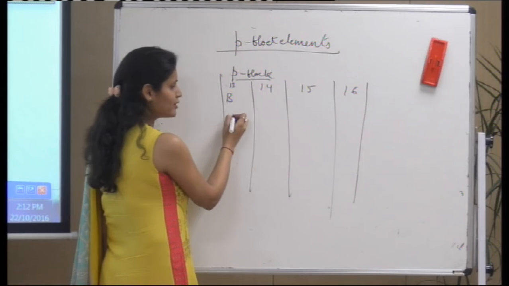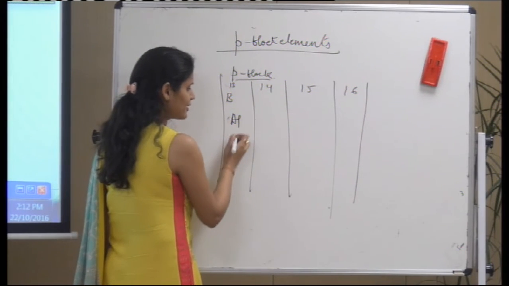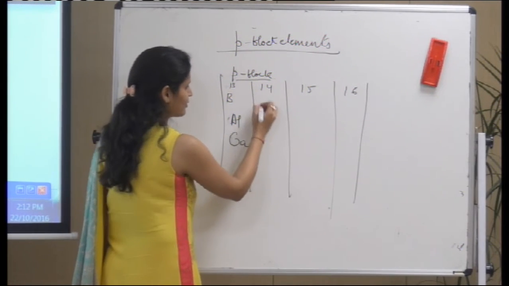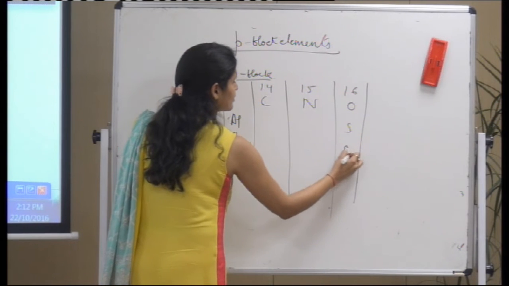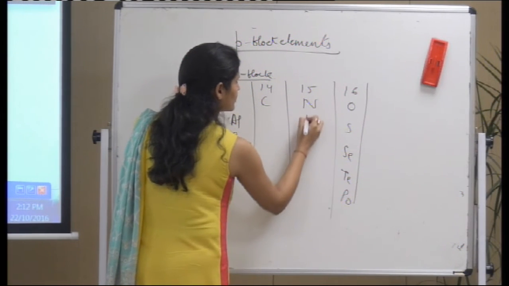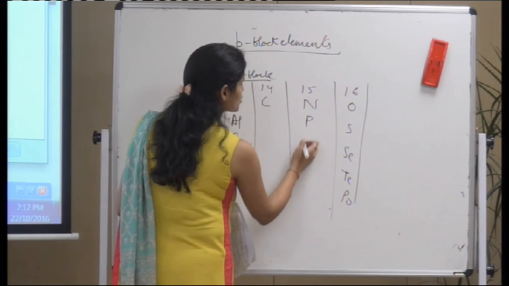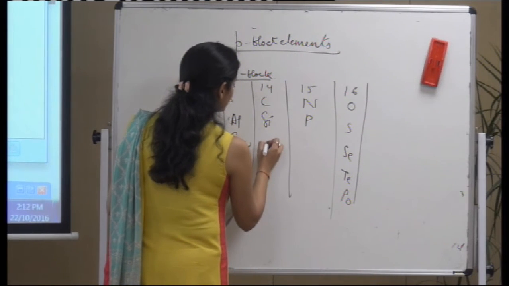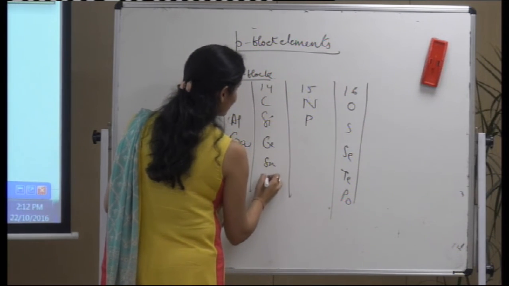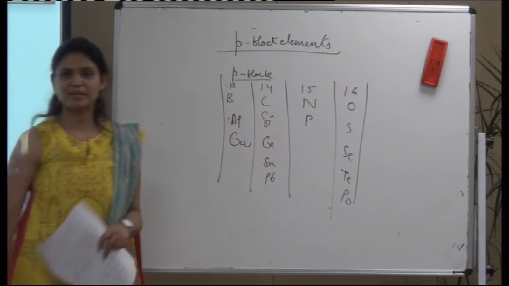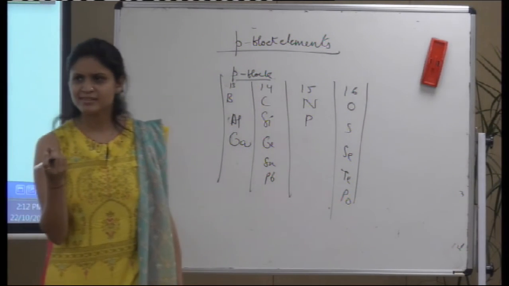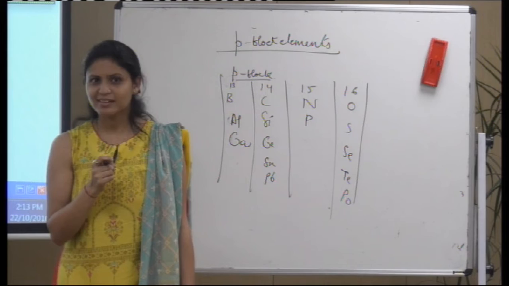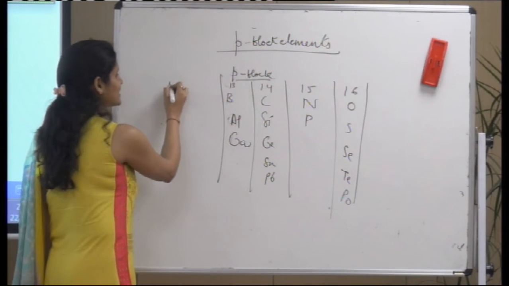First element is boron, then aluminium, then gallium, then nitrogen, phosphorus, then carbon, silicon, germanium, tin, lead. What is the percentage of lead in the pencil? You all use lead pencils, so it must contain lead, right? Are you sure your lead pencil contains lead?